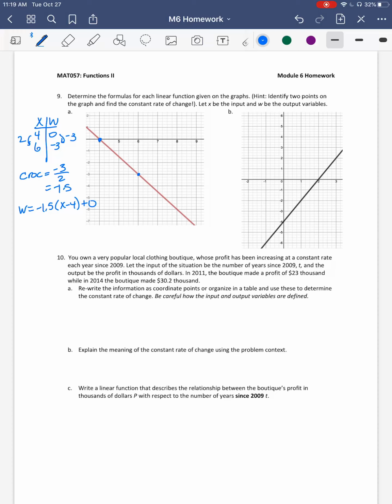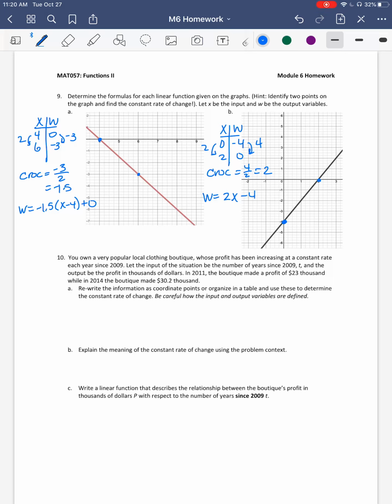I'm going to do the same thing on the second one. I'm going to use this as a reference point. I guess I'll just use my intercepts. I'll make my table here. So x and w. So 0, -4, and 2, 0. So 2. This is 4, so my croc is just going to be 4 over 2, which is 2. I'm going to use my simplified form because I've got it. Right, I have my vertical intercept, so it's going to be 2x minus 4. You don't have to, but why not?